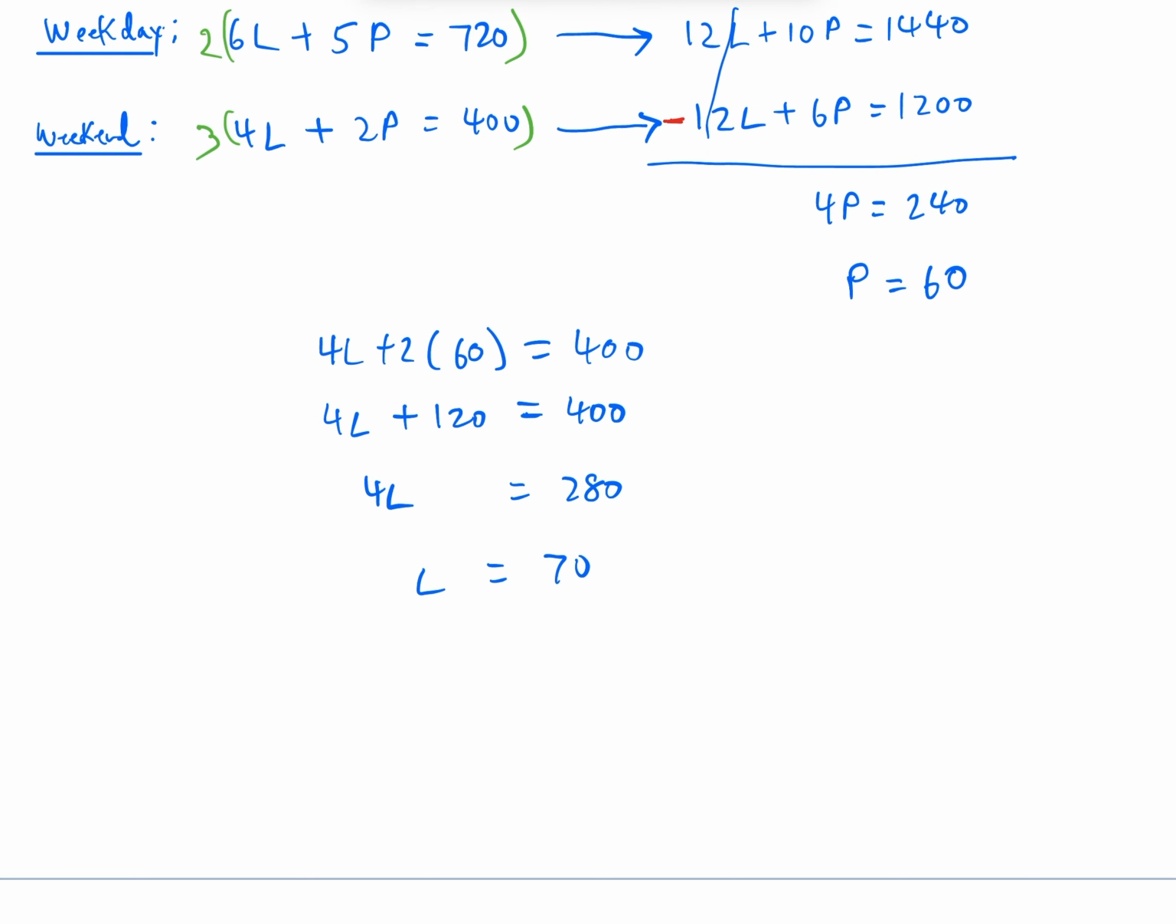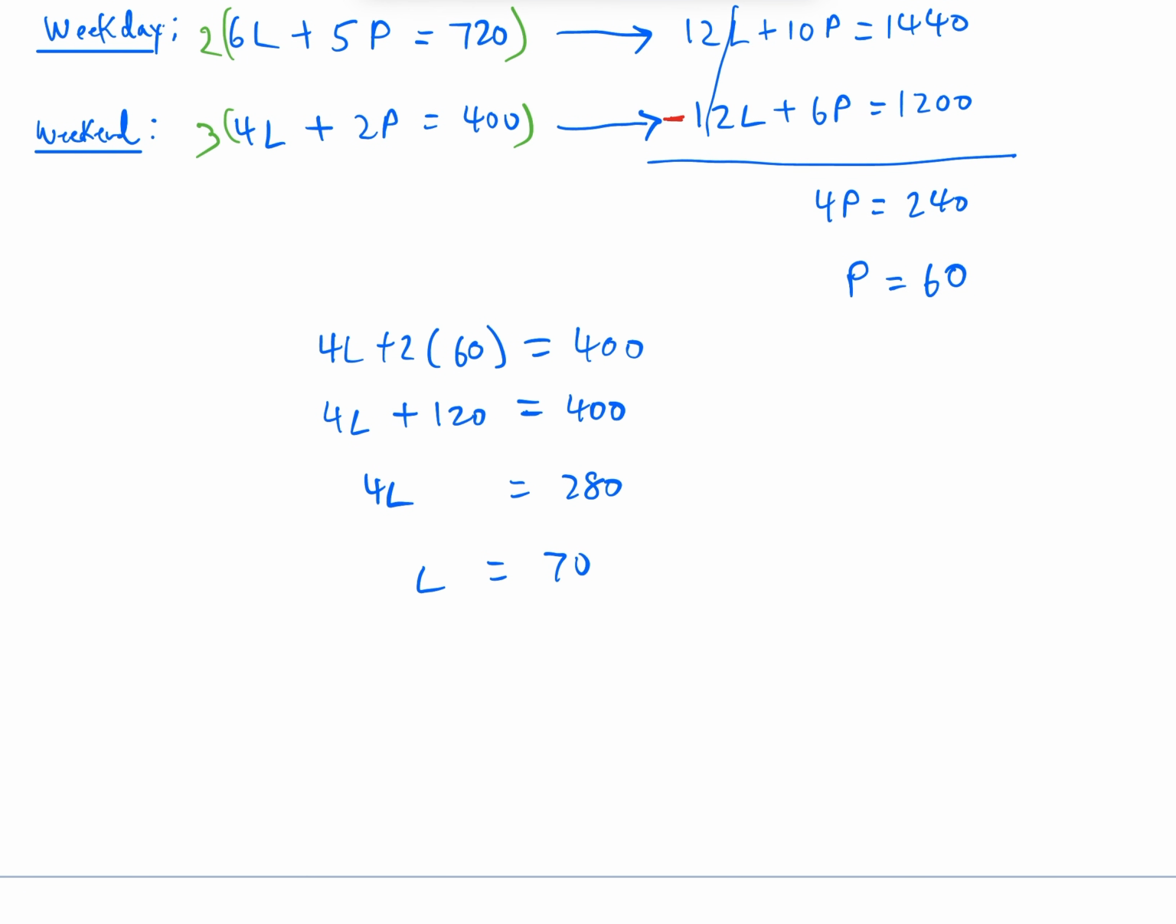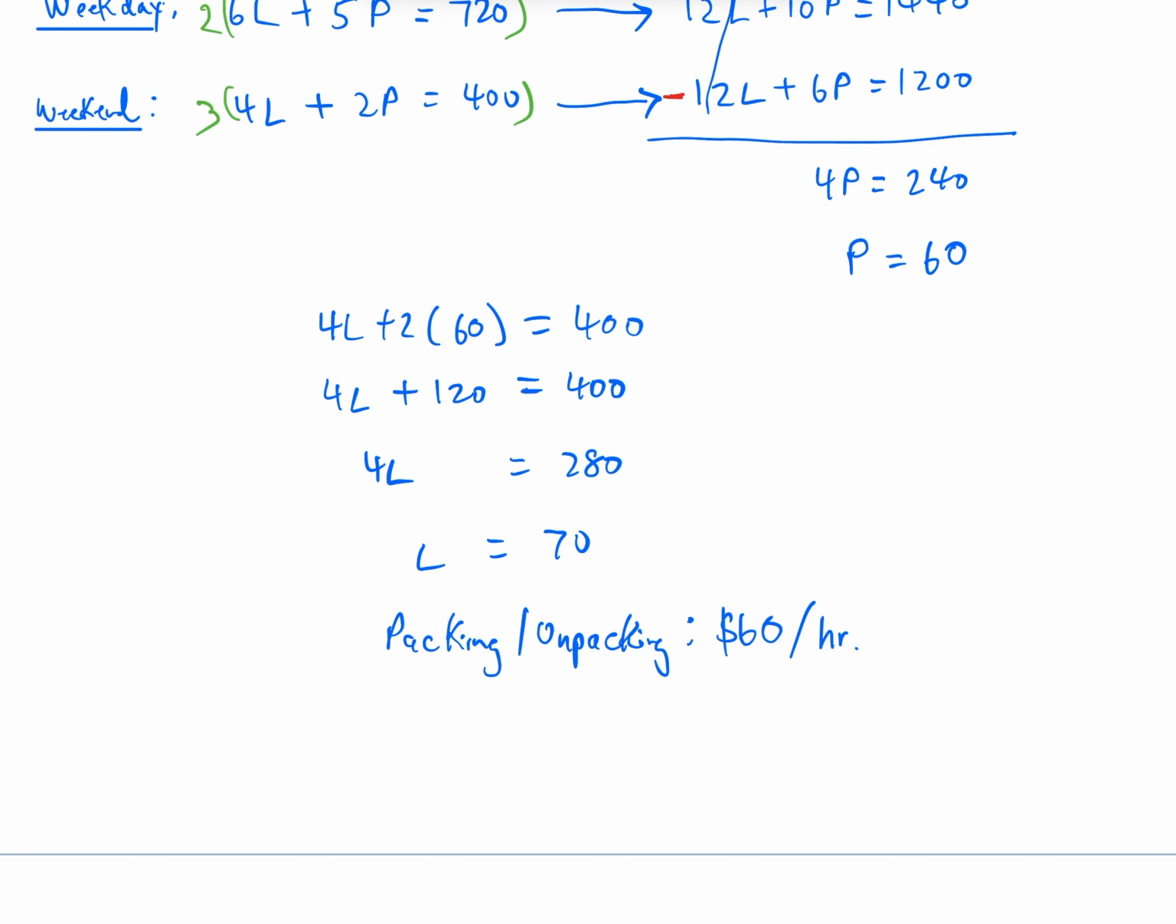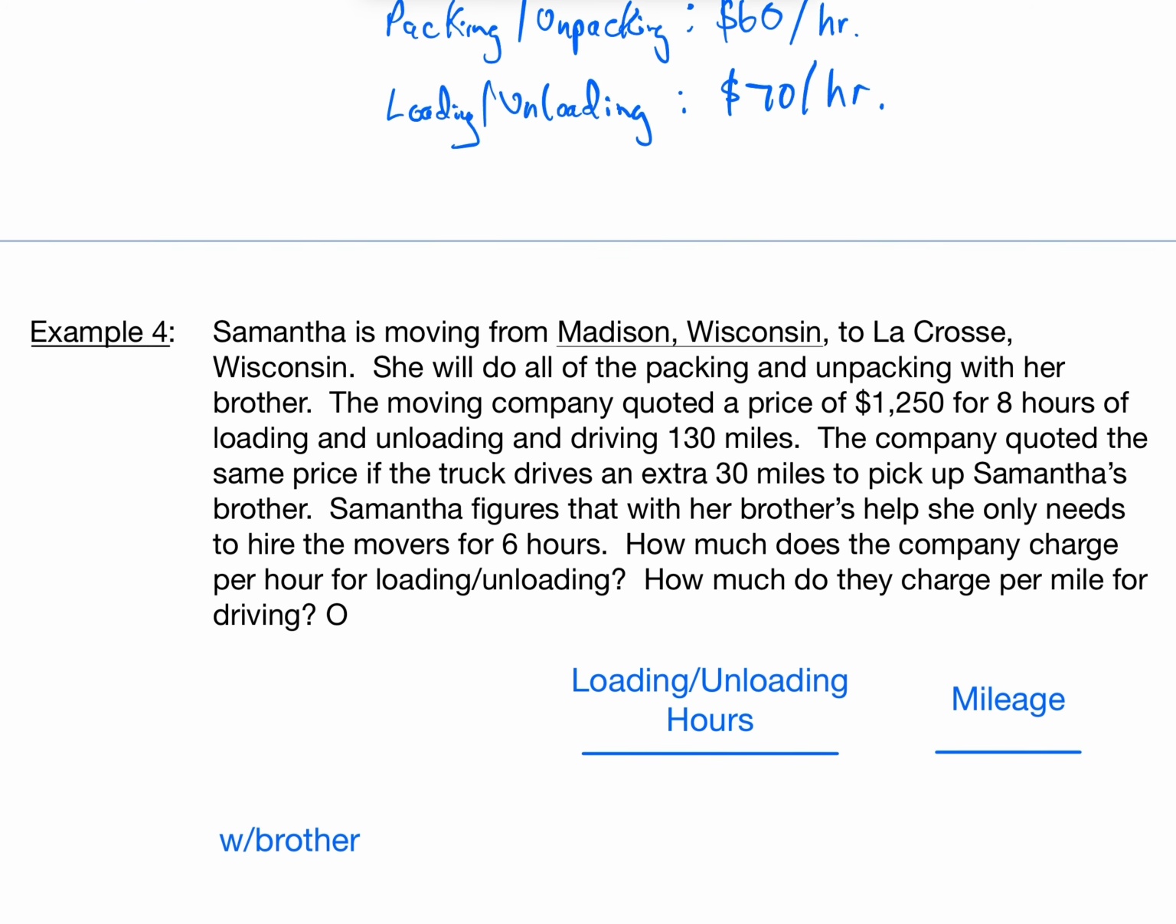So here is the hourly rate. The packing and unpacking rate is going to be $60 per hour. And then for loading and unloading, that rate is $70 per hour. Okay, let's go ahead and move on to our last example.